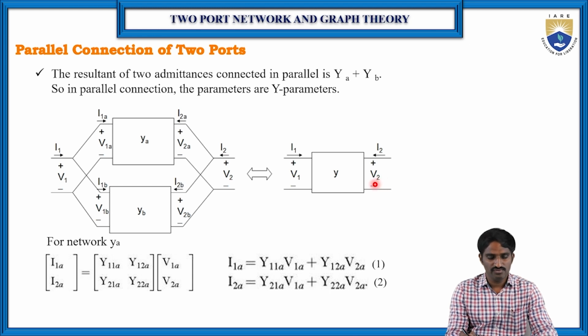Okay, so here as we know the admittance parameters, the current equations are in terms of the voltage. So the same way as in the previous case, let us write the admittance parameter equations for the network YA, which is I1A and I2A in terms of V1A and V2A. The same way, this matrix form, let us write into equation form. Let us consider equation number 1 and 2. So equation number 1 and 2 represent the admittance parameter equations for the network YA.